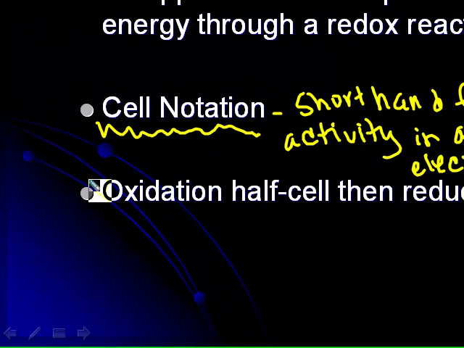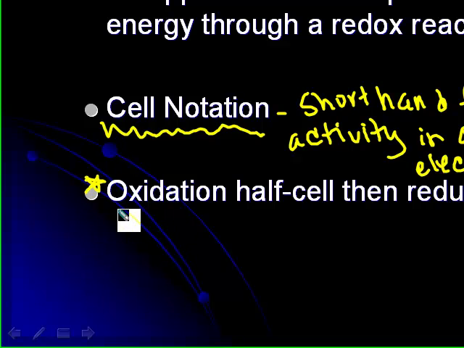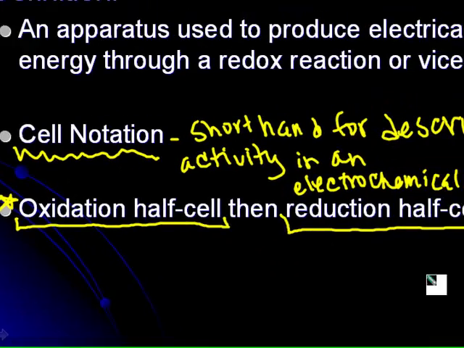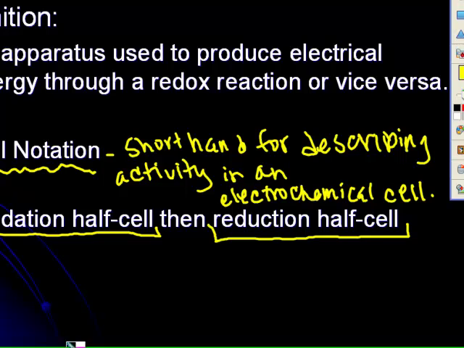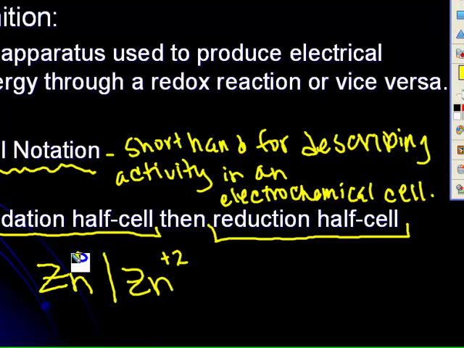So I just wrote a little note here because the way it's set up is that it's always done with the oxidation half cell first and then the reduction half cell second. So in our previous example, the species that was oxidized was the zinc. So the zinc went from Zn to Zn plus 2. It was oxidized. This line just separates our reactant from our product. So Zn started as 0, it was oxidized and became Zn plus 2.